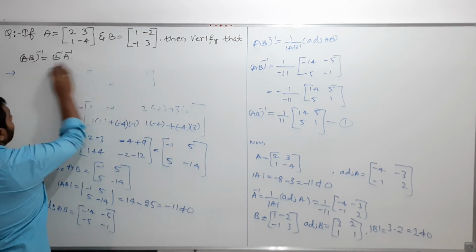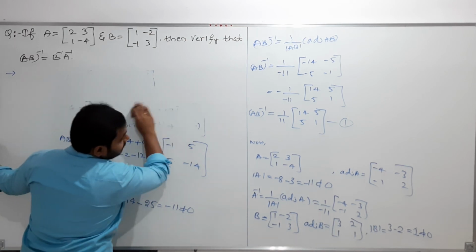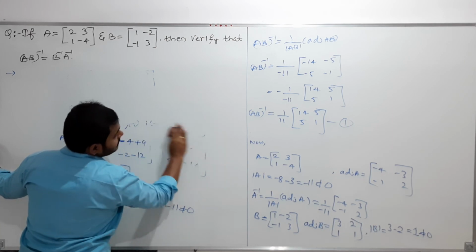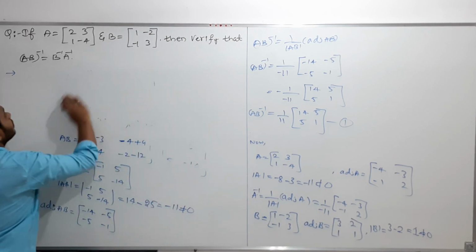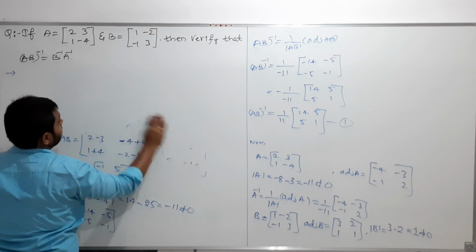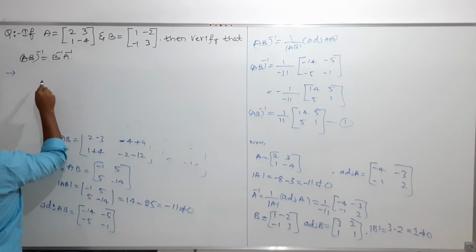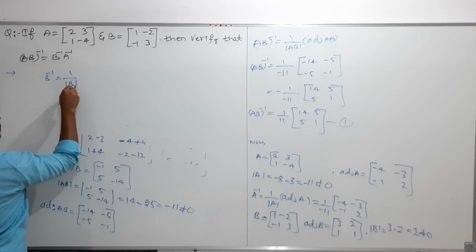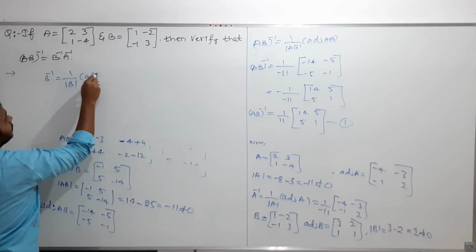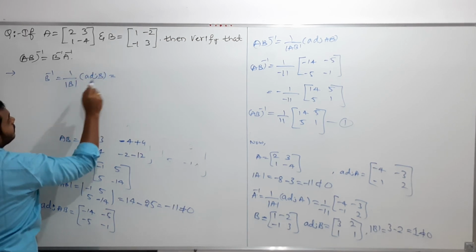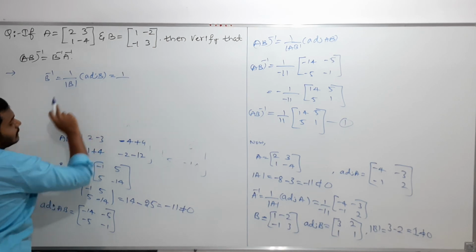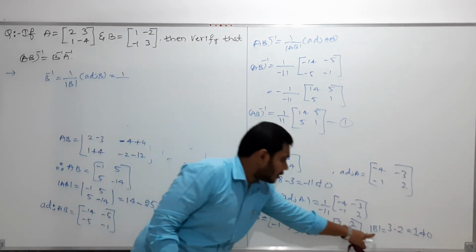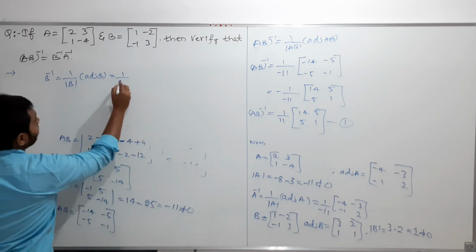So what is that? I consider B inverse. B inverse, what is the formula we have? B inverse is equal to 1 divided by determinant of B into adjoint of B. This is equal to 1 divided by, what is the determinant of B? Determinant of B is equal to 1 divided by 1.